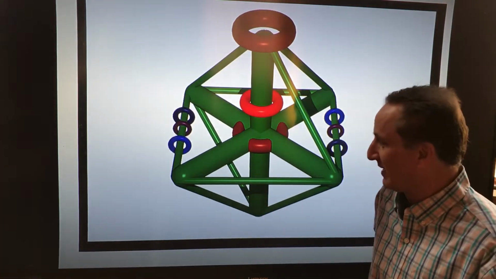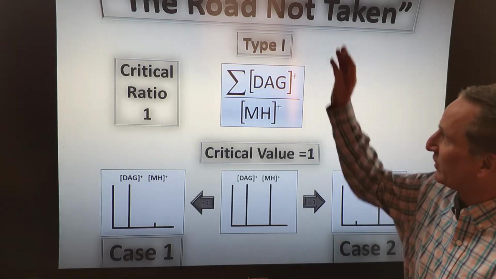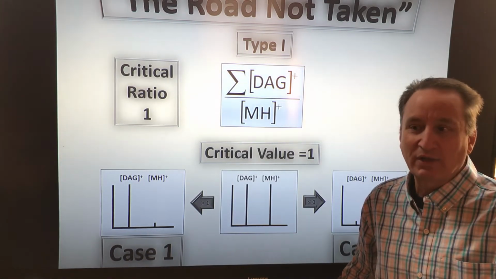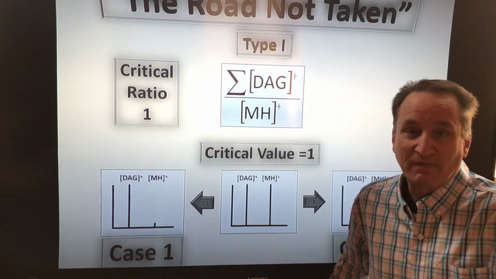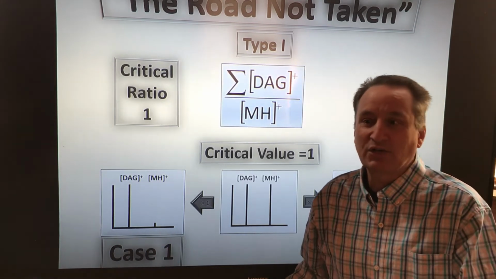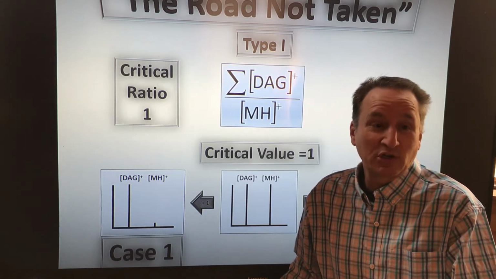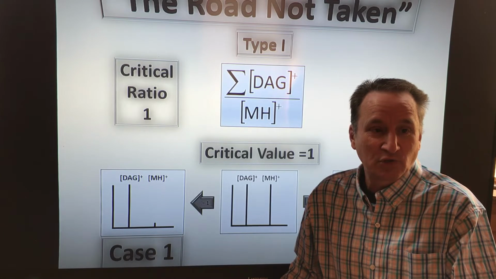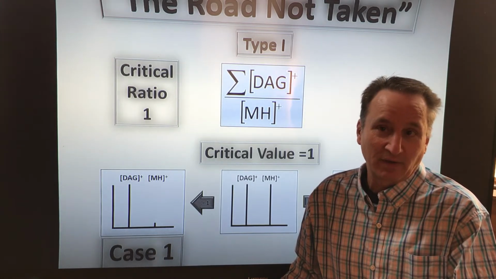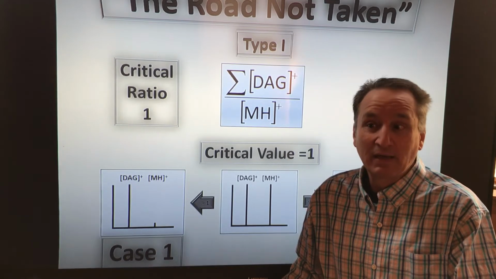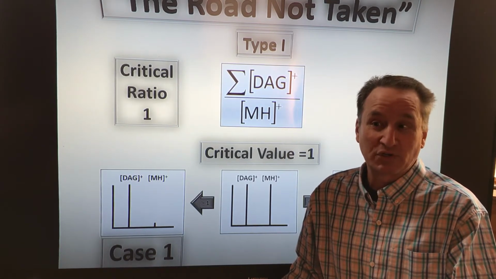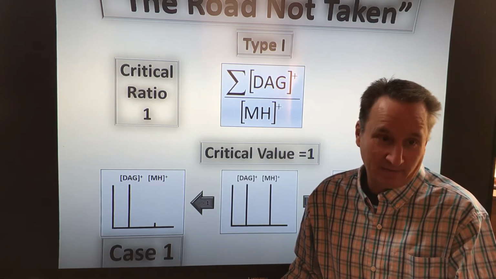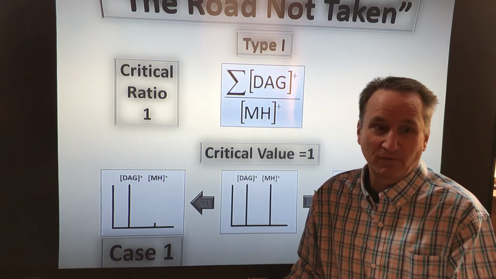So let's skip past that. All right, so this was the critical ratio. Now, when I was doing the mass spectrometry, I wanted the MH over the sum of the DAG as my first critical ratio because, as I told you, for saturates, the MH could go to 0. And if it's going to go to 0, then you need it to be in the numerator of a fraction instead of the denominator, because if the denominator ever goes to 0, then that's irrational. But the numerator can go to 0, that's fine. It just becomes a 0 value ratio.